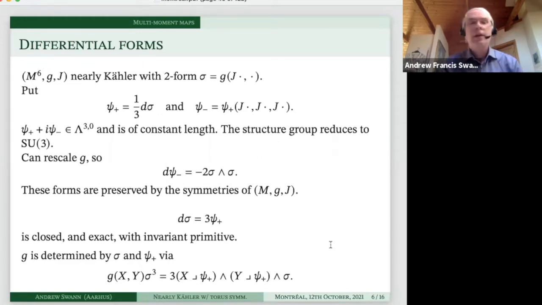I don't have a particular reference for this other than that I've discussed it with some students. If someone knows a reference to this in the standard literature, that would be nice to have. But it is a close cousin of the formula that gives you the G2 metric from a G2 3-form. So the picture now is that we're going to mostly work with sigma and psi plus, and that determines the rest of the geometry. Once we know the metric and sigma, we can recover J as well.